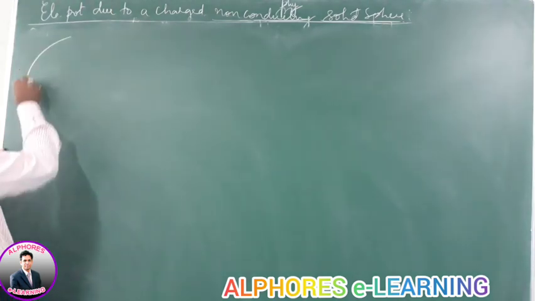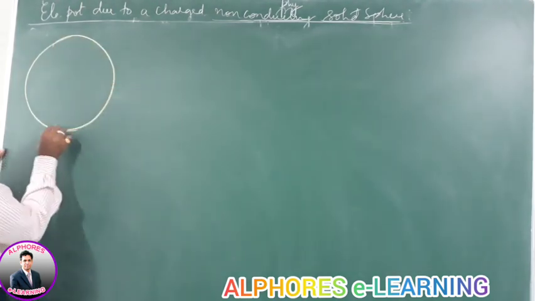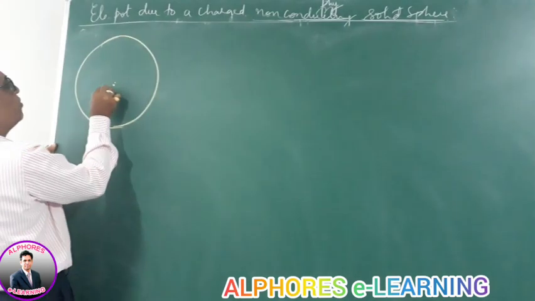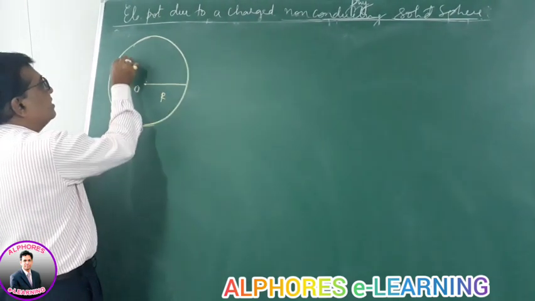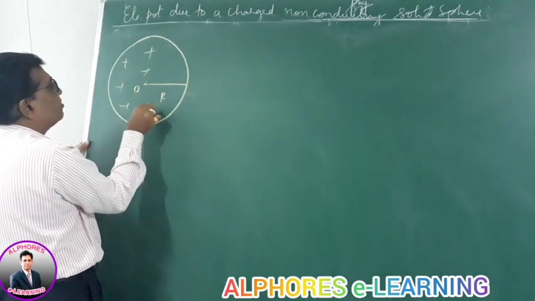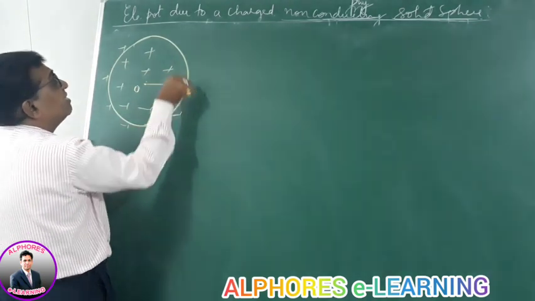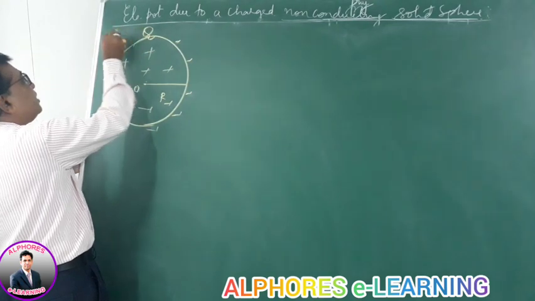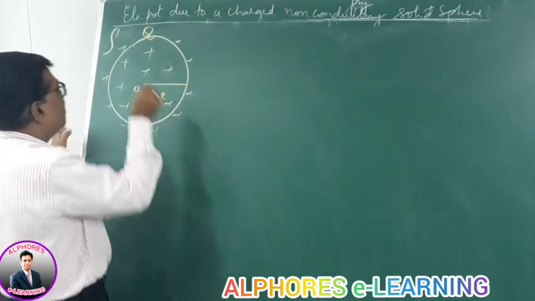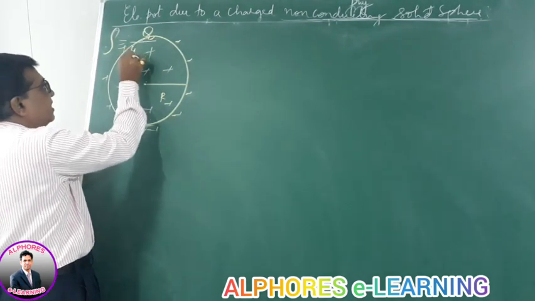So this is our charged non-conducting sphere. Center O, the radius is capital R. Charged uniformly throughout the volume. It is charged throughout the volume like this. Well, its charge is capital Q and volume charge density is rho. So remember, rho is Q by 4 by 3 pi R cube.